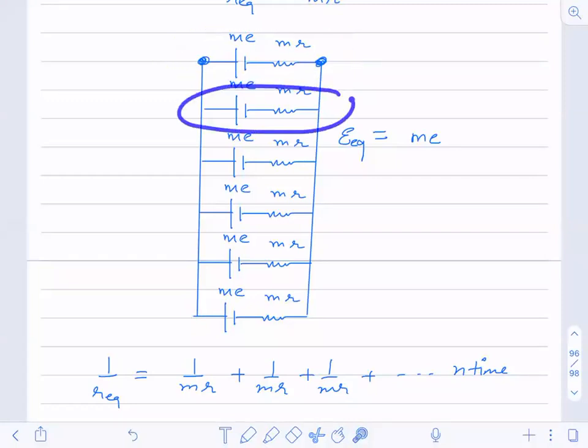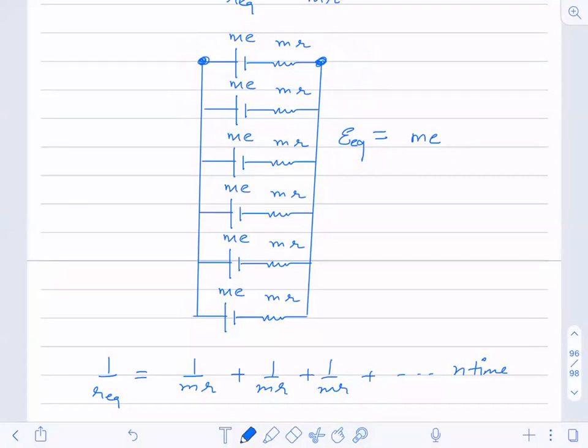This is also connected in series with that or parallel with that? These two are connected in series or in parallel? They are connected in parallel, fine. So if they are connected in parallel, the potential difference must be same or different? The potential difference must be same, so ME for the first one, ME for the third one, ME for all of them, so equivalent EMF will be ME.